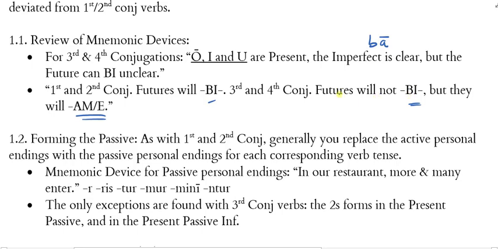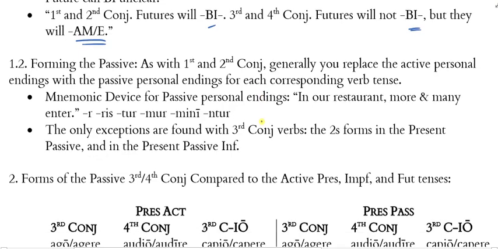So these third and fourth conjugation futures aren't going to have the tense morpheme be, but they will e, meaning instead of adding that, they're going to go straight to a vowel, and you're going to see an a or an e. First singular has an a, and everything else has an e before the personal ending. We're going to see those here in just a minute.